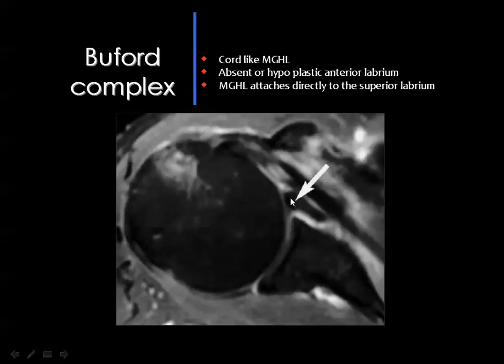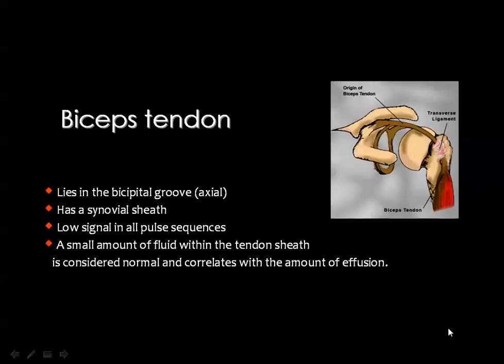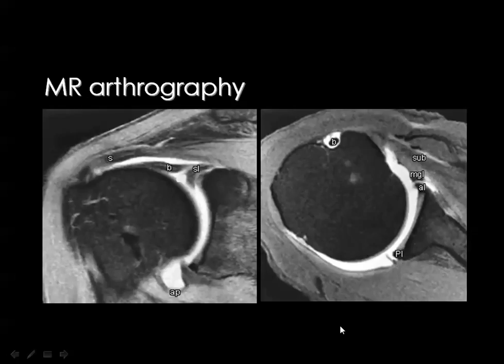Commonly, this bifid complex is associated with absence or hypoplasia of the anterior glenoid labrum. Compare this labrum with the posterior labrum, which is more evident. The biceps tendon is evaluated mainly in the groove and in the axial images for any abnormalities. If you want to see the full course, then you should have an MR arthrogram. You will see the tendon passing through the bicipital groove, crossing above the head of the humerus to insert at the base of the superior labrum.